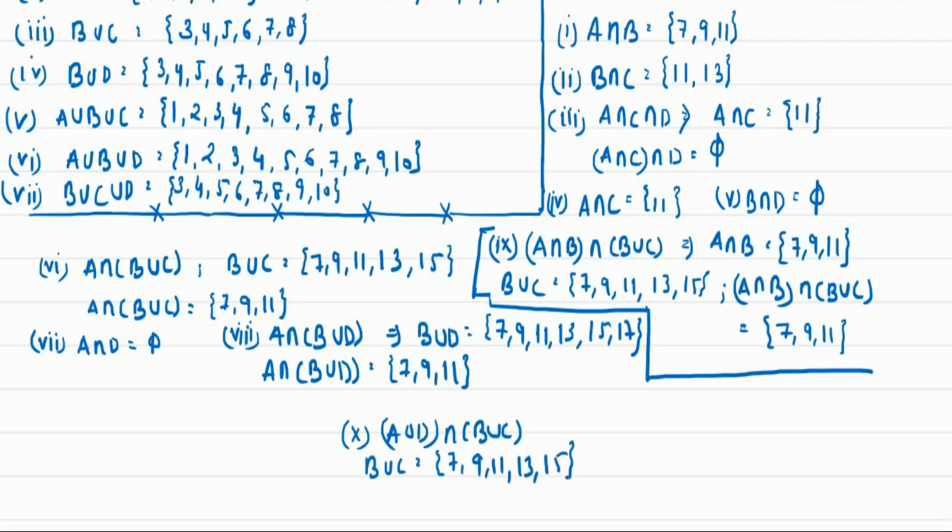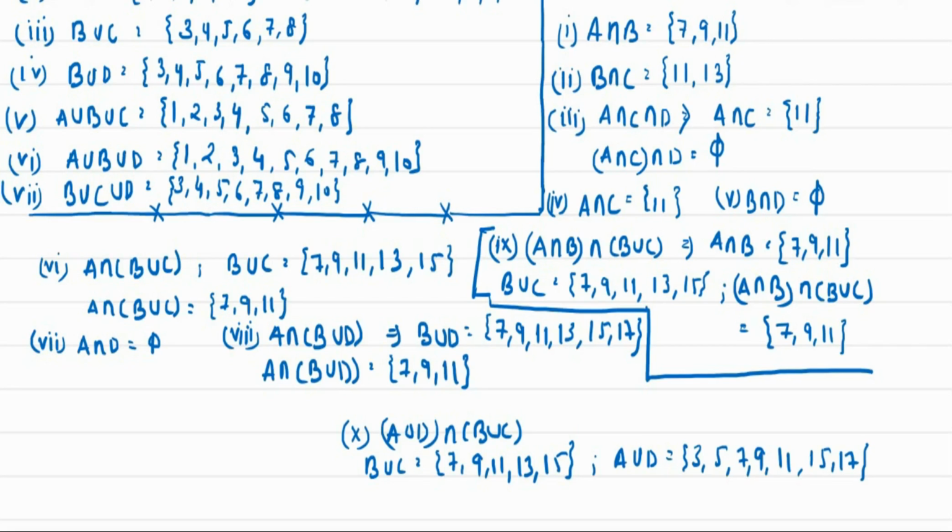Now A union D. That means writing all the elements of A and D. A has elements 3, 5, 7, 9, 11. So 3, 5, 7, 9, 11. D has 15 and 17. So this becomes our A union D.